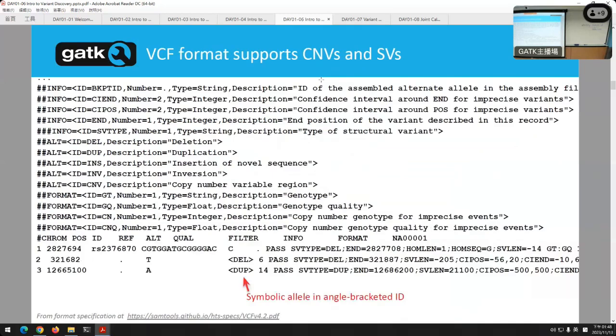I also say you can represent these large structural events in VCF format too. Now, again, they can be tens of thousands of bases long, so we don't want to put all 10,000 bases inside this file. That gets unwieldy. So we have these symbolic alleles saying, hey, it's a deletion, and here's the start and finish, but we're not going to put all the bases inside.